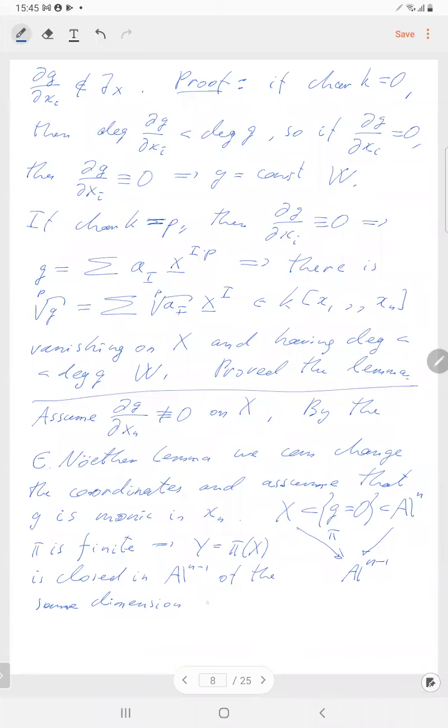As X, I mean, and hence of codimension one smaller, so d minus 1. We had codimension d, and now the codimension of Y in A^(n-1) dropped by 1. Okay, so by the induction assumption, we already know what we want for Y.